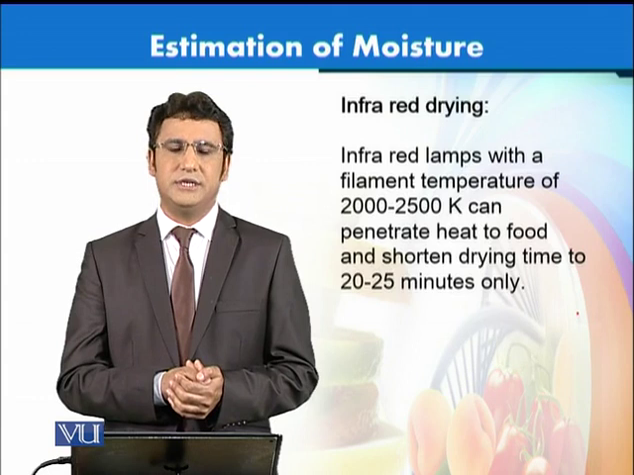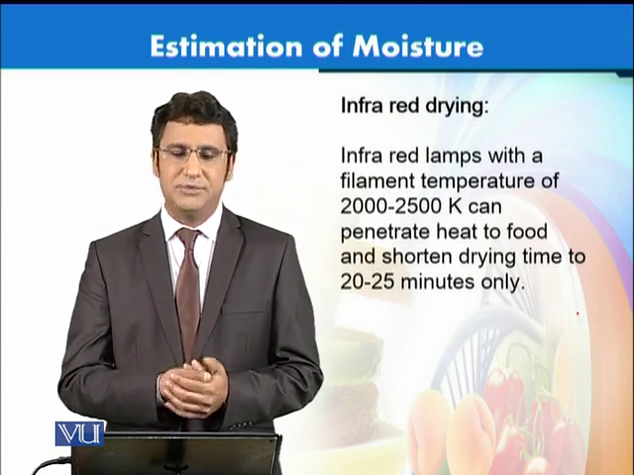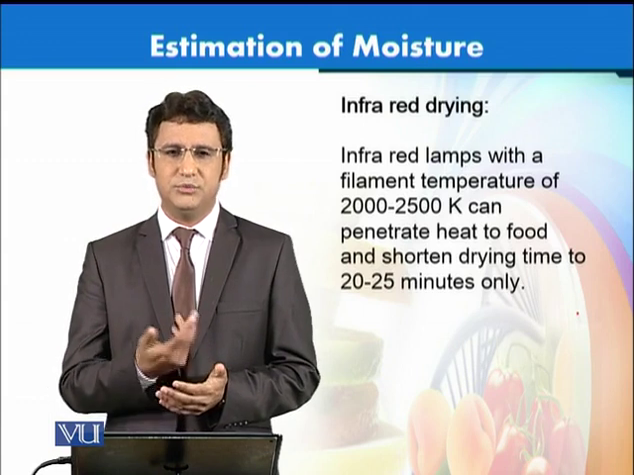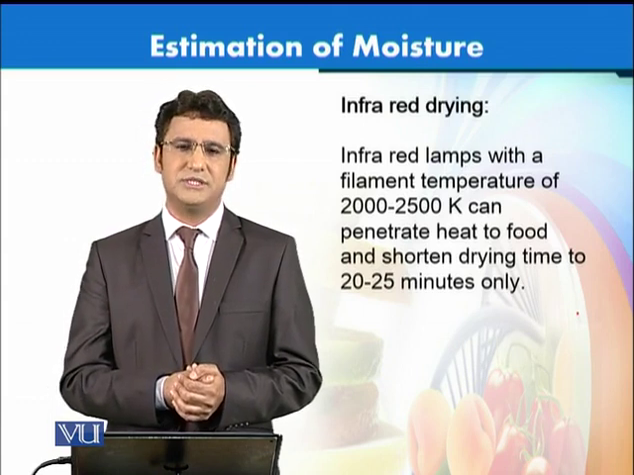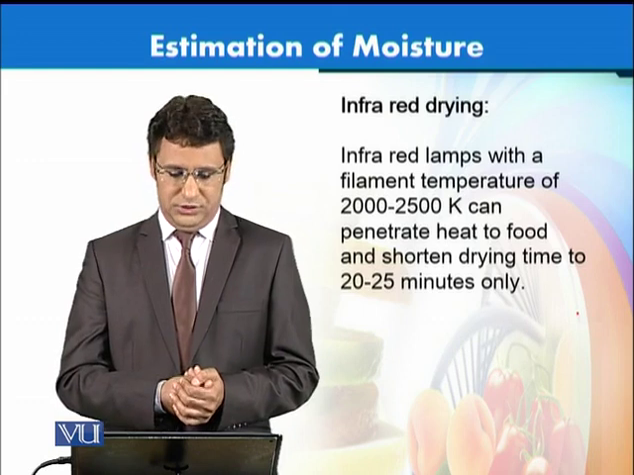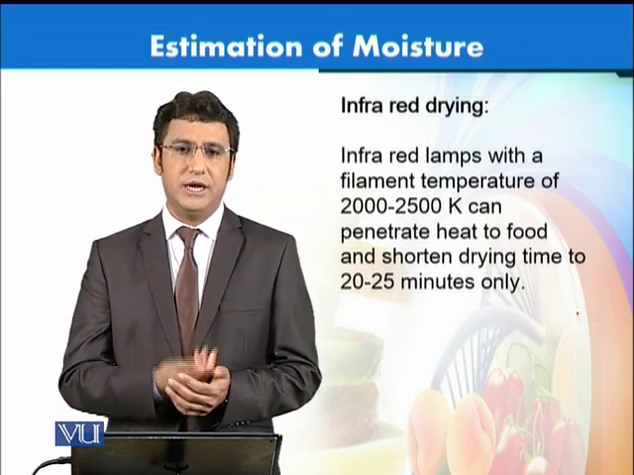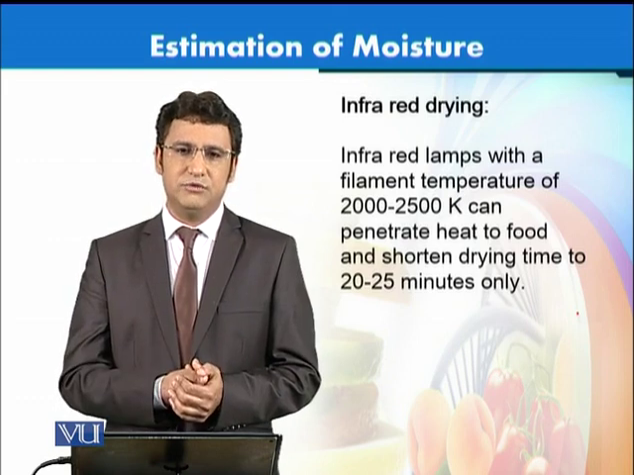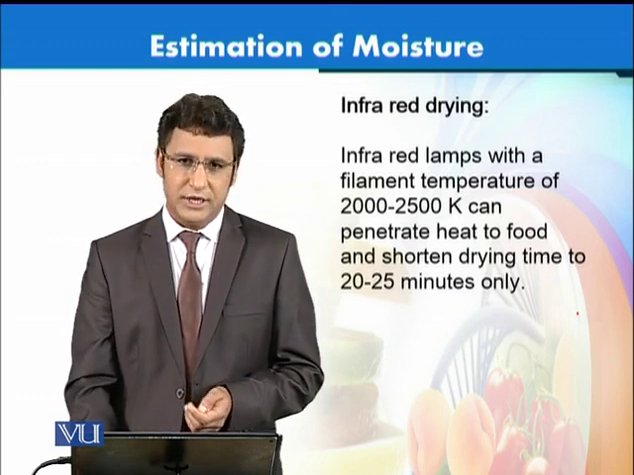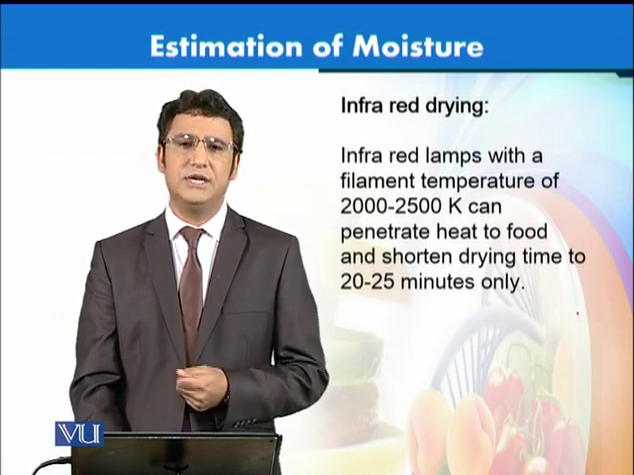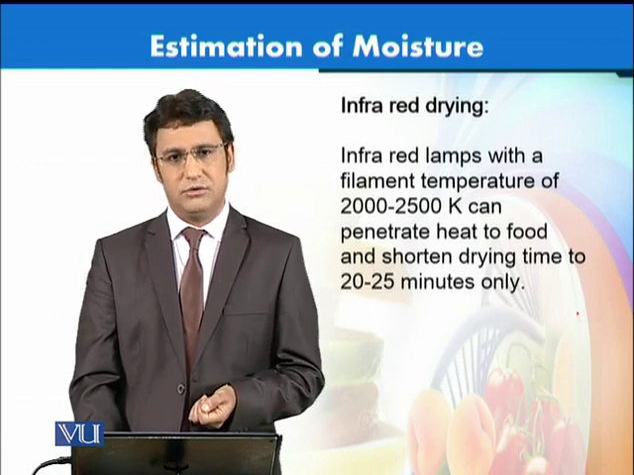We need speedy results. So infrared lamps heat the sample quickly and remove the moisture content very quickly, because the filament temperature reaches 2000 to 2500 Kelvin. That speeds up the removal of moisture from the food. It only takes 20 to 25 minutes to remove the moisture content, and the food analysis can be carried out quickly.